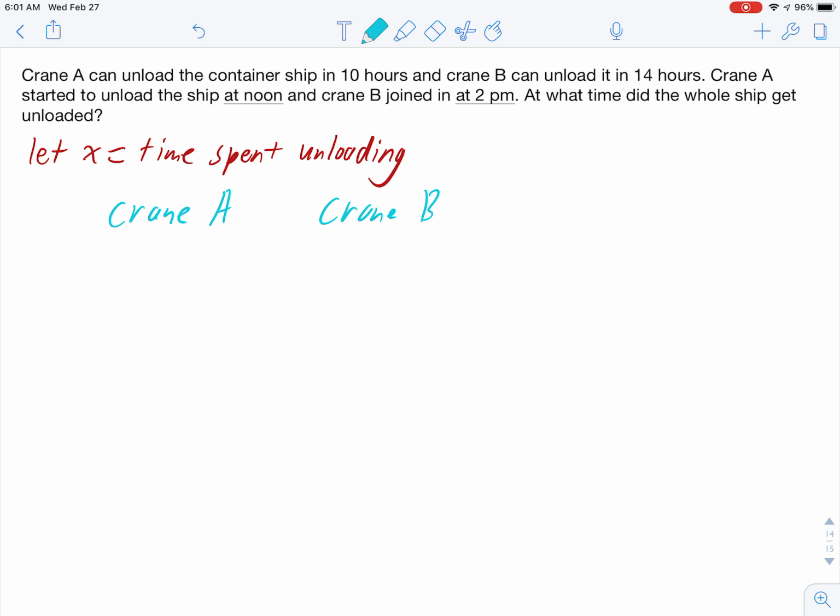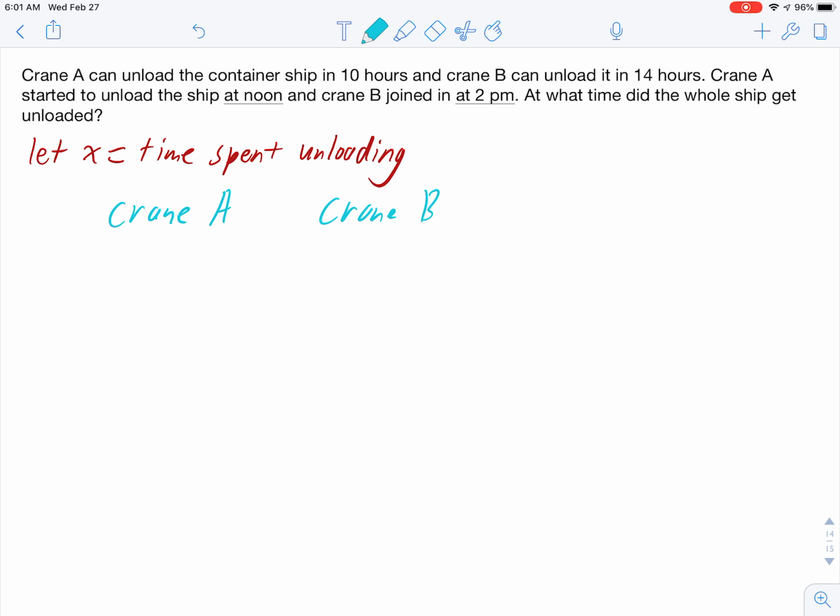So take a look at the question. We've got two cranes unloading container ships in some amount of time. Here's the idea. We want to express the rate at which they are unloading, and then use that to help us figure this out.